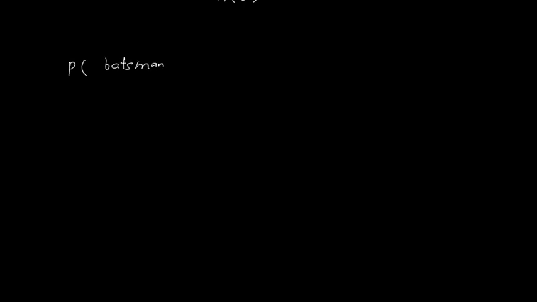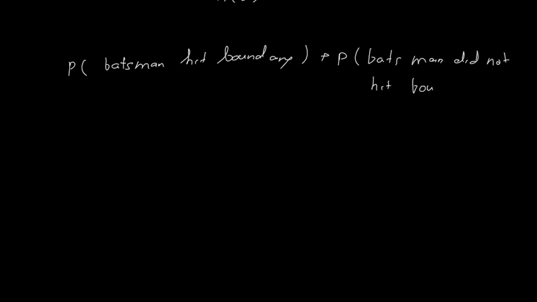So the probability that the batsman hit a boundary plus the probability that the batsman did not hit a boundary is equal to 1. This is called total probability. Total probability never exceeds 1.